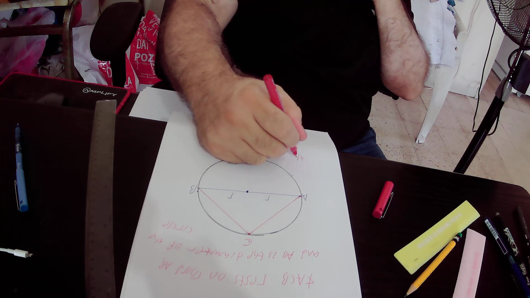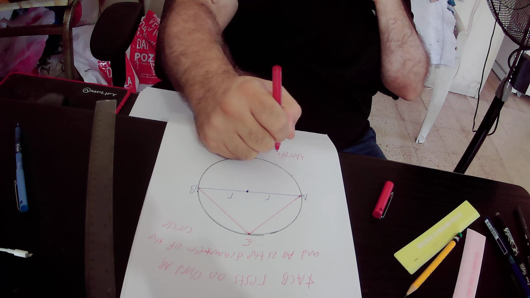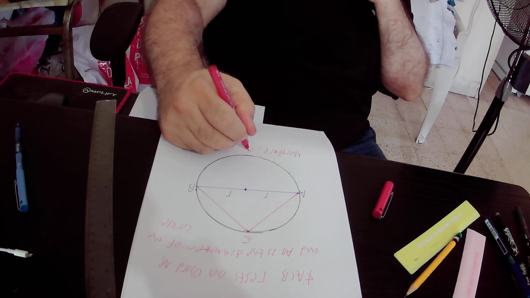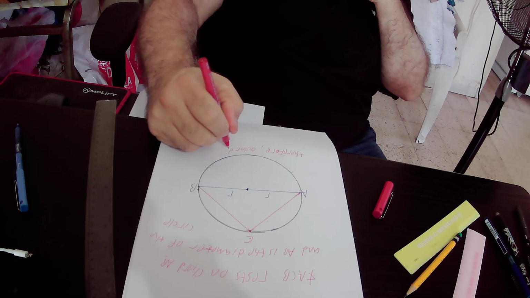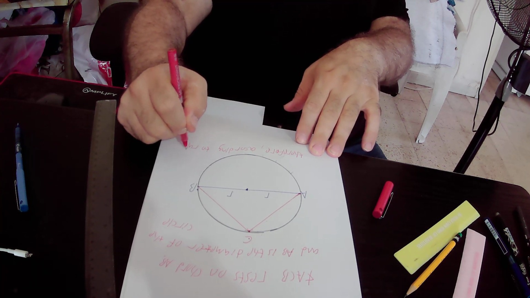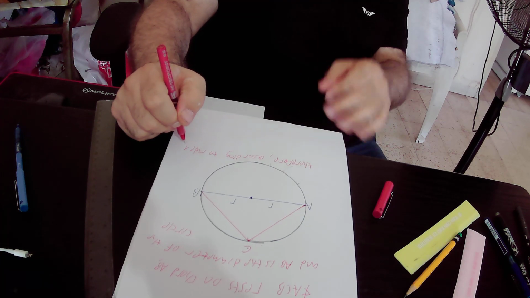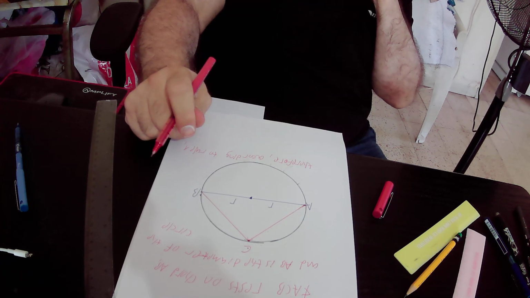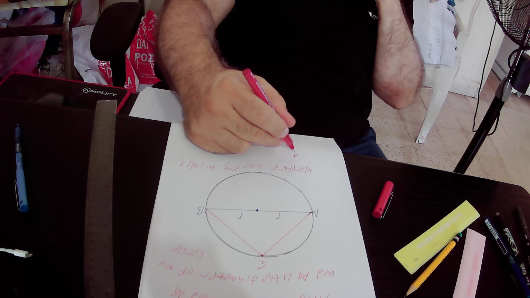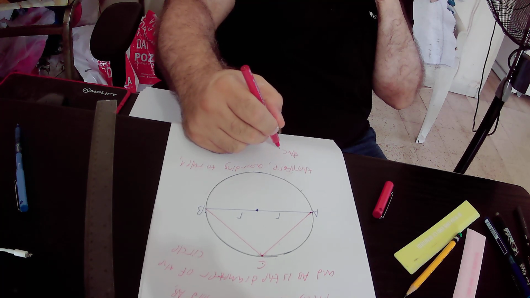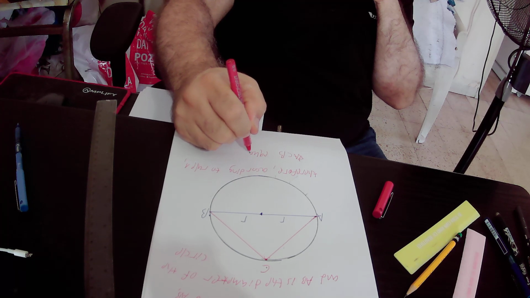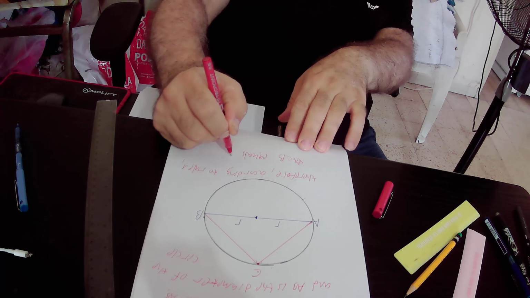Therefore, according to rule number 1, peripheral angle ACB equals 90 degrees.